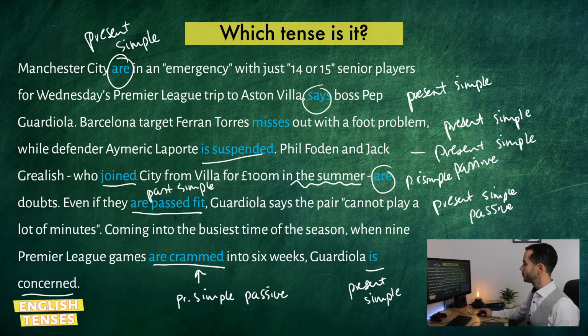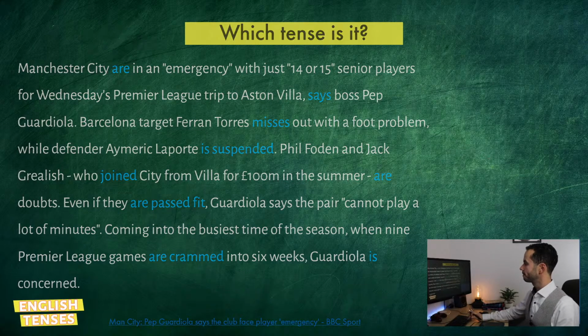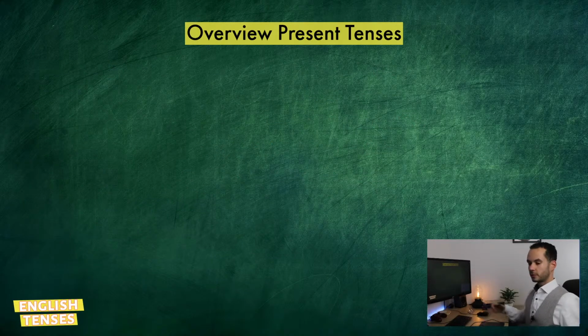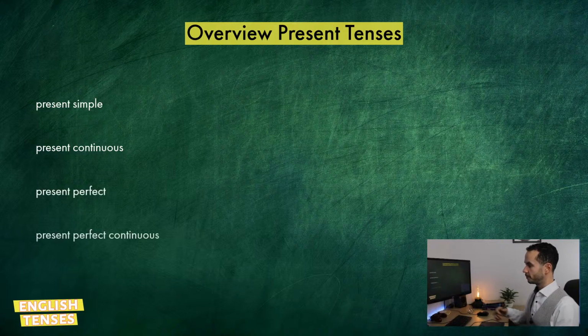We can now move on to, this is of course the source, Manchester City. Pep Guardiola says the club face player emergency. So let's have a quick overview of all the present tenses and afterwards the past tenses as well. We discussed in the first live stream present simple, present continuous, present perfect and present perfect continuous.